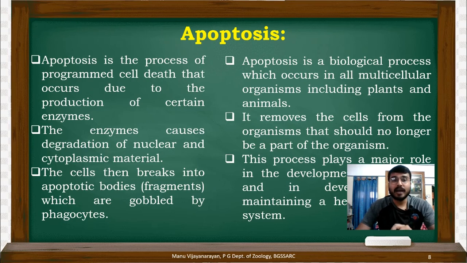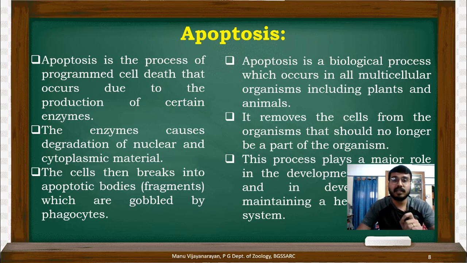Apoptosis is a form of programmed cell death that happens mainly due to the action of certain enzymes. The enzymes in the body degrade the nuclear and the cytoplasmic material of the cell. When the degradation happens, the cell is ultimately broken down into smaller fragments called apoptotic bodies, and these bodies are engulfed by the phagocytic cells. Apoptosis is a biological mechanism that happens both in plants as well as in animals. It is very essential in order to remove dead cells, waste cells or old cells from the body. So it is the most systematic way in which the replacement of cells in the body happens.